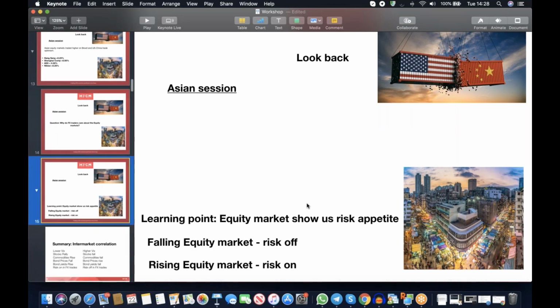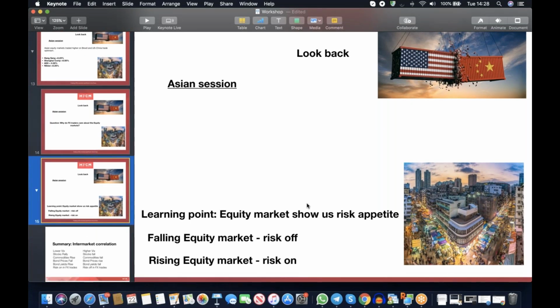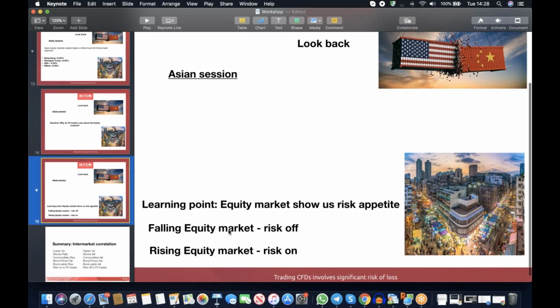We do that because the equity markets show us risk appetite. When we've got a falling equity market, we know that risk is off. And when we have a rising equity market, we know that risk is on. Equity traders are very sensitive to risk. And if they're feeling spooked, they'll be generally moving money out of equities. And those outflows of the equity market tell us how the market is feeling about risk.